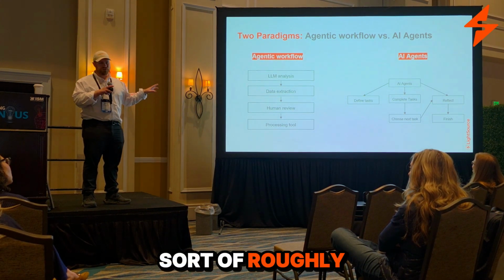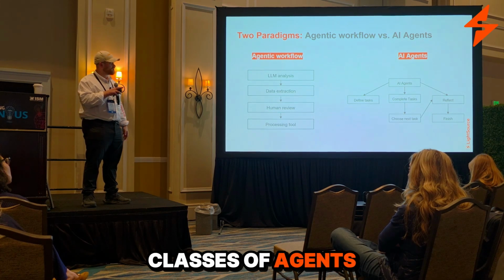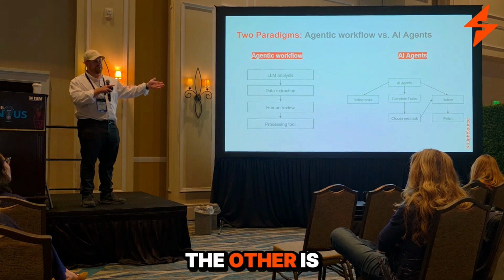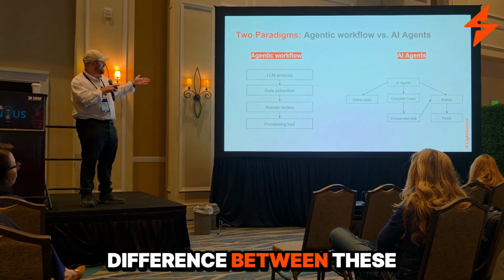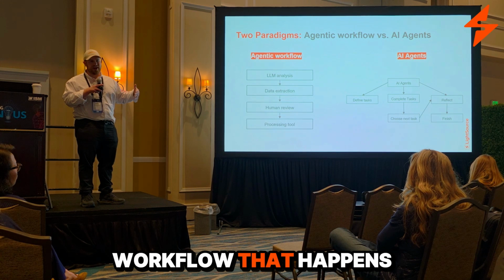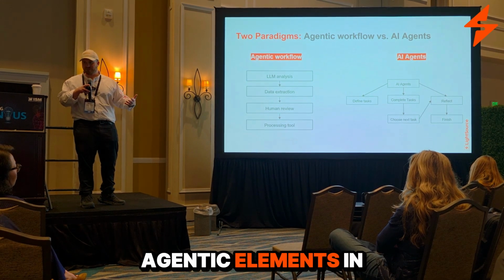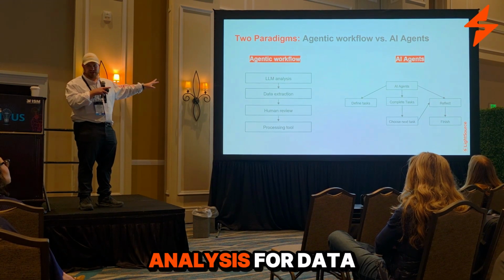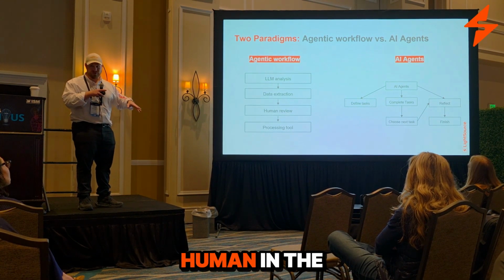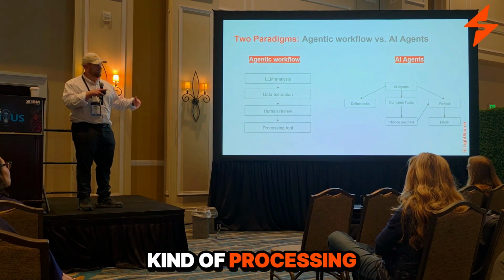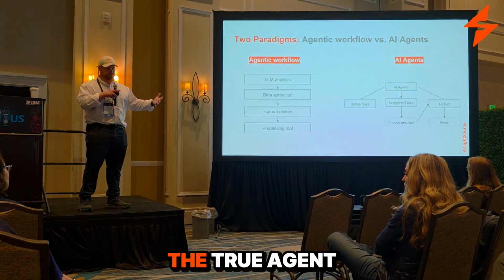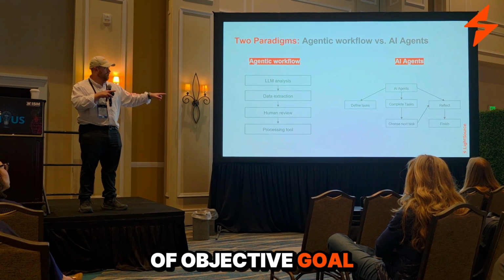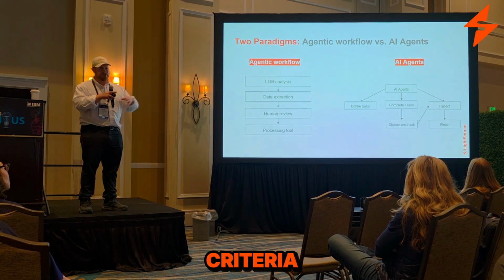So there's roughly two classes of agents when I think about workflows in the procurement world. One is an agentic workflow, and the other is an AI agent. There's a subtle difference between these. An agentic workflow is a workflow that happens to have some agentic elements in it, but it's mostly linear and it's mostly deterministic. So you can think about LLM analysis for data extraction, human in the loop review, and then some kind of processing. And the AI agent side, like the true agent side, you have an agent that's then tasked with completing some kind of objective goal with a finishing criteria. It knows when it should be done.